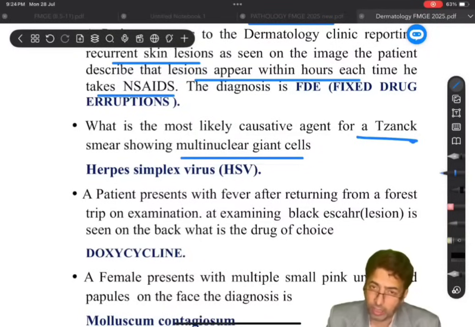But pathologically, they are characterized by Tzanck smear showing multinucleated Tzanck cells. So you have to remember the herpes simplex virus, a very frequently asked question.